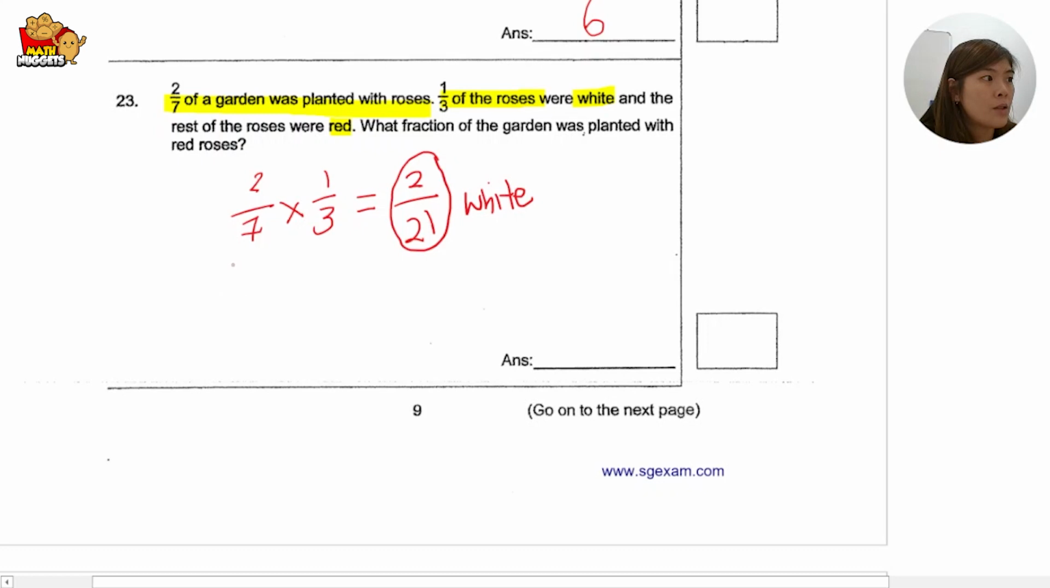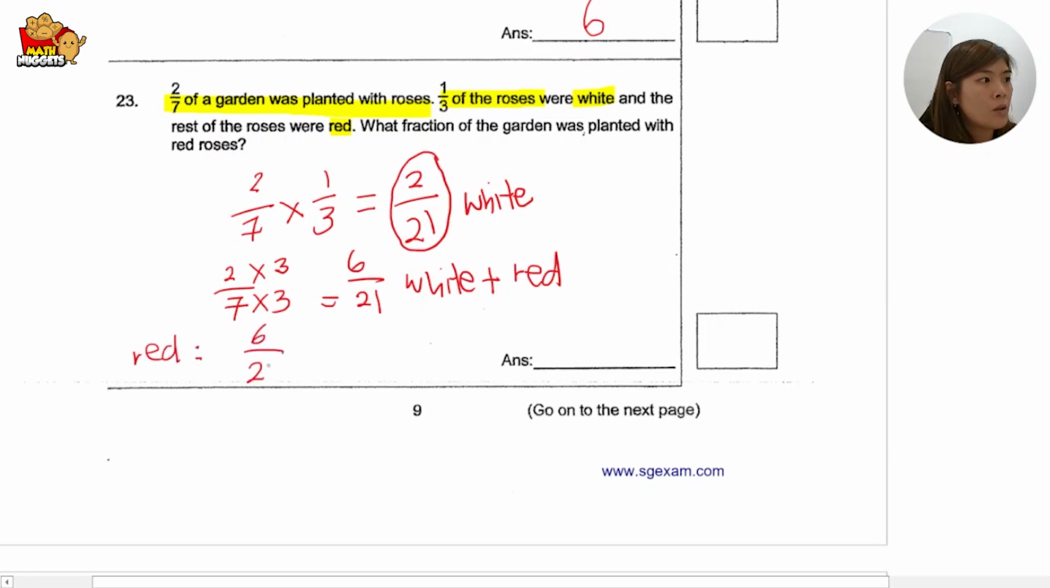The total roses are 2/7. We try to make it the same denominator, times 3 on top and bottom, giving 6/21. This one is white plus red. You want to find red, so red roses would be 6/21 minus 2/21, which is 4/21. So your answer would be 4/21.